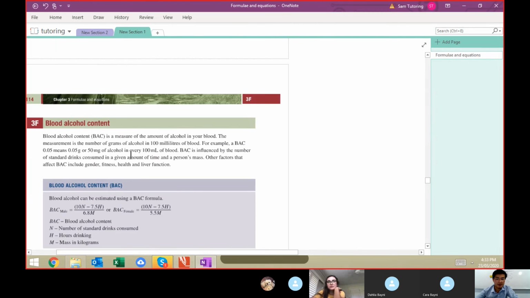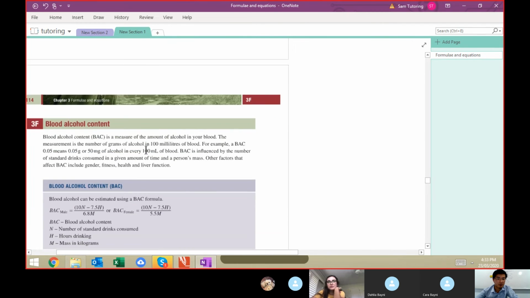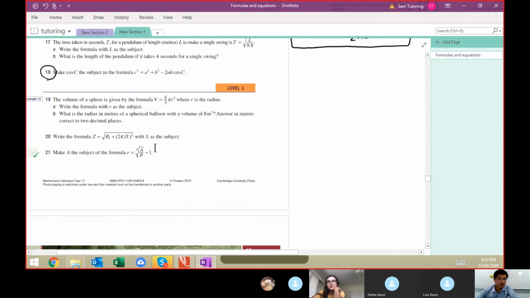And then we get to BAC. That's the core of today's topic. So we're almost done with these equations. But before we do, let's practice question 20 and 21 to wrap the equations part up. And then we move on, okay?